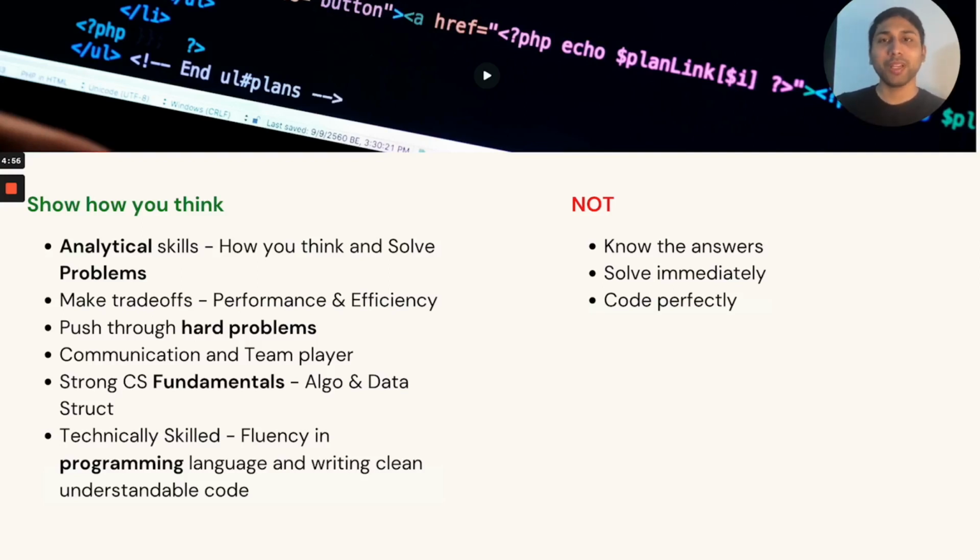So just to summarize, you need to show your thinking process. You need to show them your basics of data structures are sound. You need to show them you can write somewhat decent code in whichever language you have claimed proficiency in, and you need to show that you can think about efficiencies, how to go about writing an efficient algorithm. Great.